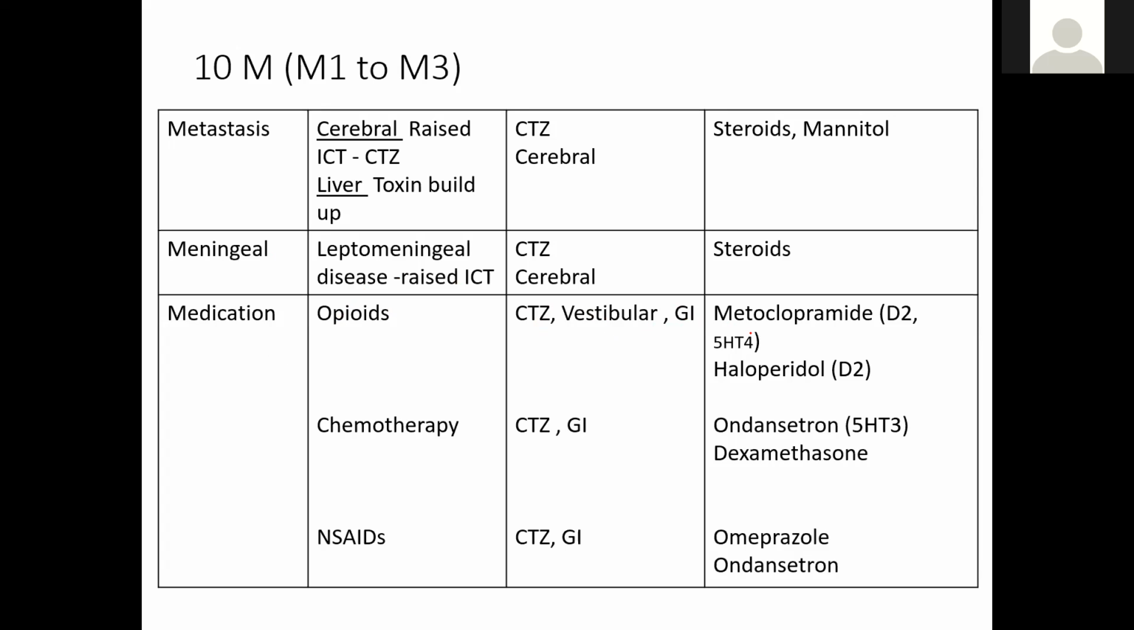If the patient is on opioids, we have to give metoclopramide or haloperidol. Both of them act at D2 receptors. And if it is due to chemotherapy, then you have to give ondansetron or dexamethasone. NSAIDs, we know, can cause vomiting through GI irritation or peptic ulcer related nausea and vomiting. Then you can give a proton pump inhibitor. NSAIDs will also act through the CTZ. So whenever you hear about CTZ, the drug would usually be ondansetron, especially when it is drug related.